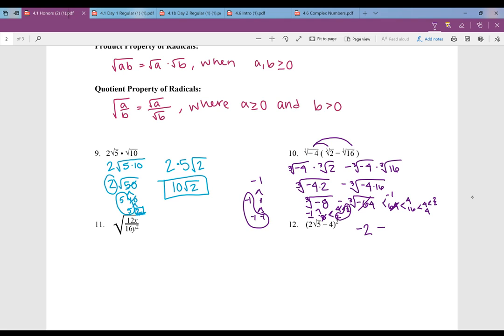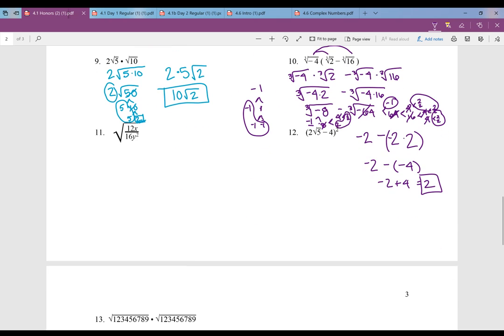And then 4 is 2 times 2, 2 times 2, 2 times 2. So now we have 2 groups of 3 2s. So that means we're going to pull out 2 2s. Then we also have this negative 1, so we're going to pull out a negative. So we have negative 2 minus 2 times 2, which is going to be 4. So that's negative 2 plus 4, which is 2. And that's our answer for number 10.